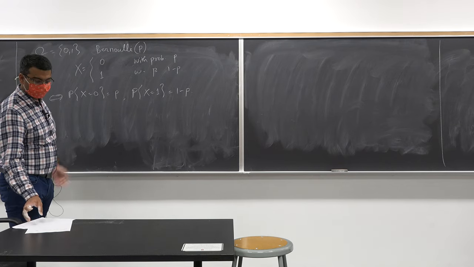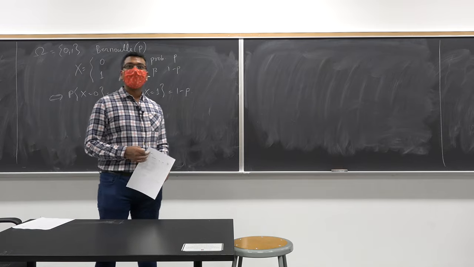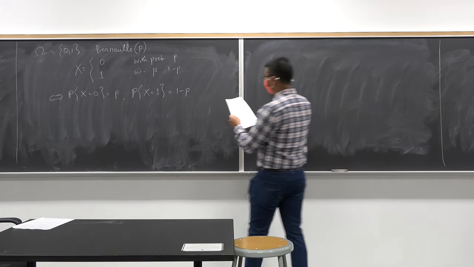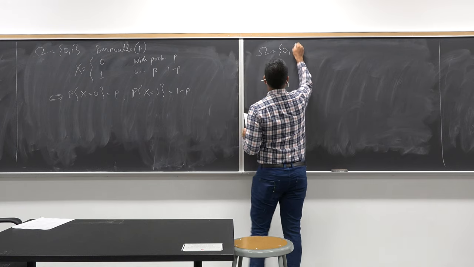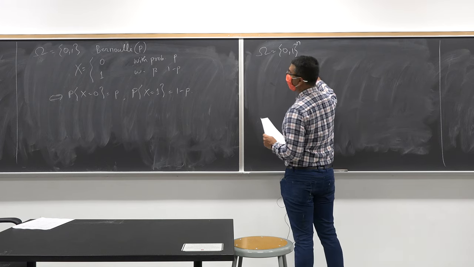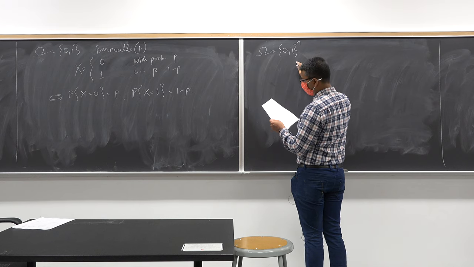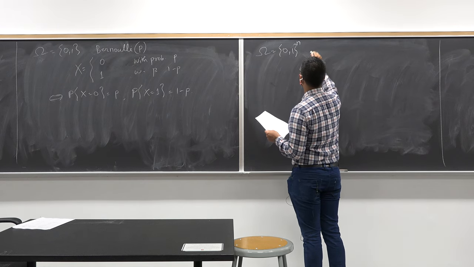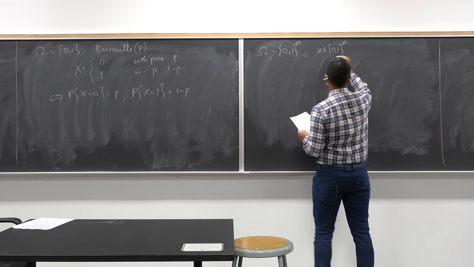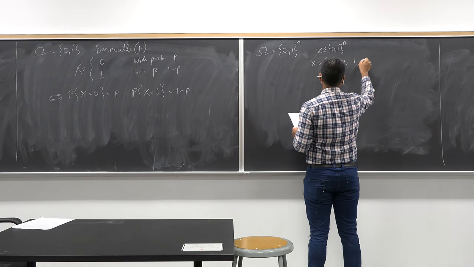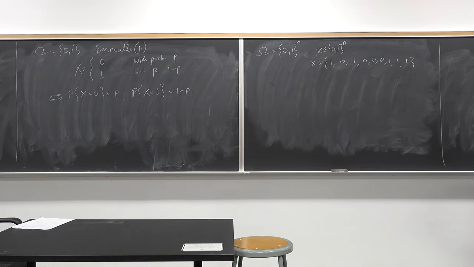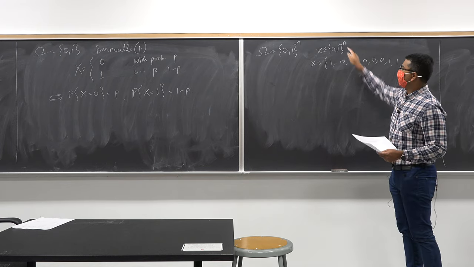Okay, so this is the Bernoulli distribution. Any other questions? Okay. Now, I want to talk about the binomial distribution. So your omega is {0, 1}^n. The binomial distribution will be over a sequence, so x in {0, 1}^n will be something like 1, 0, 1, 0, 0, 0, 1, 1, 1. So x is going to look like a sequence of length n.